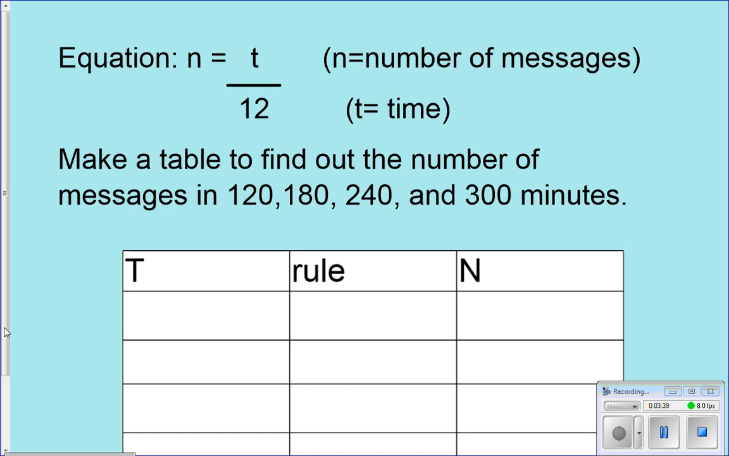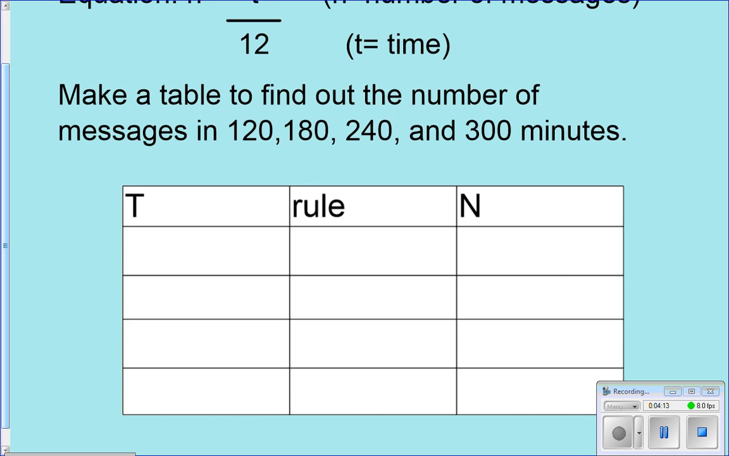So here's my equation, t divided by 12, and n equals what? What does it tell me that n equals? Messages, and what's t equal? Make a table to find out the number of messages in 120, 180, 240, and 300 minutes. So what's t again? Are they giving me the time in there already? 300 minutes. They give me 120. They give me 180. They give me 240. And they give me 300, right?